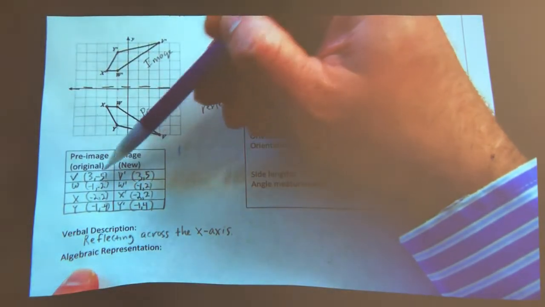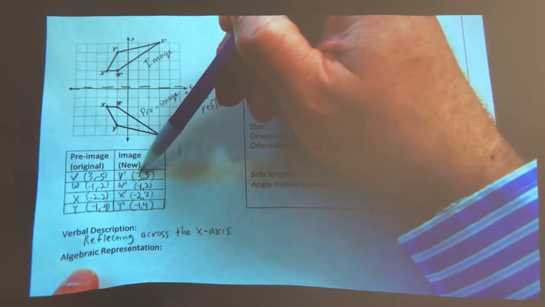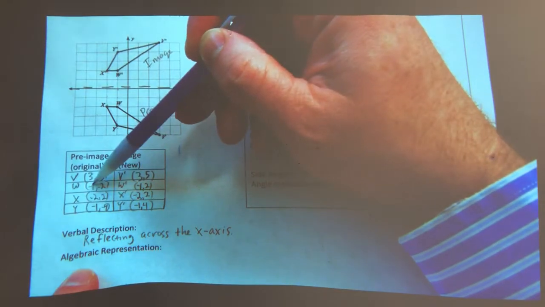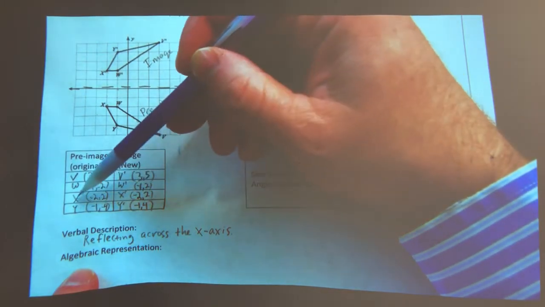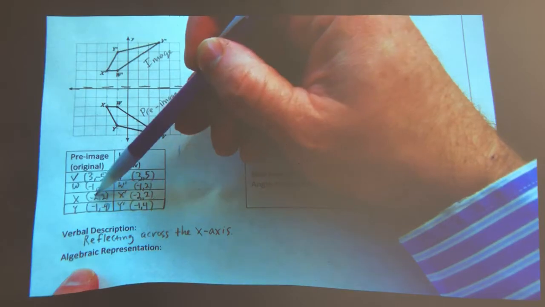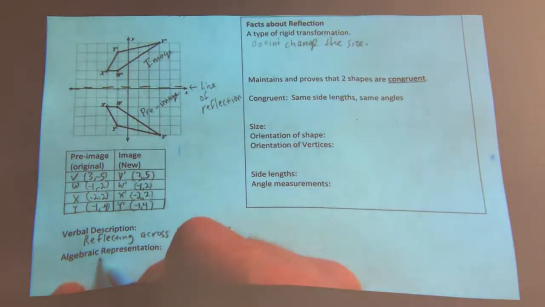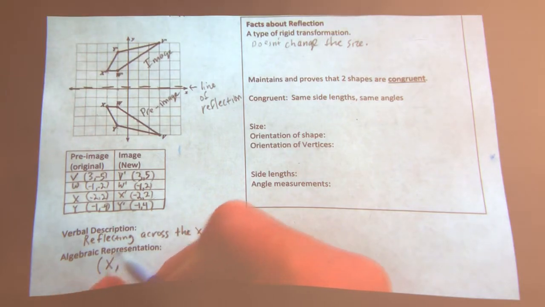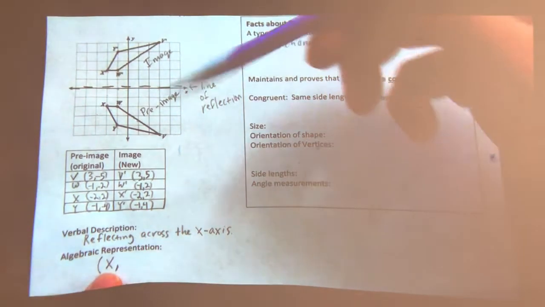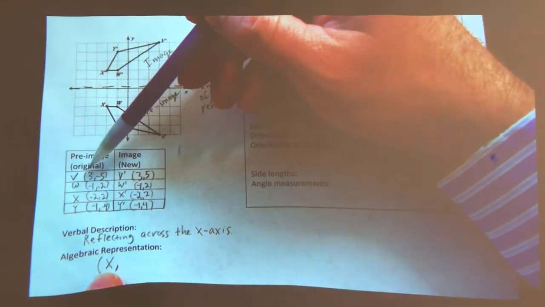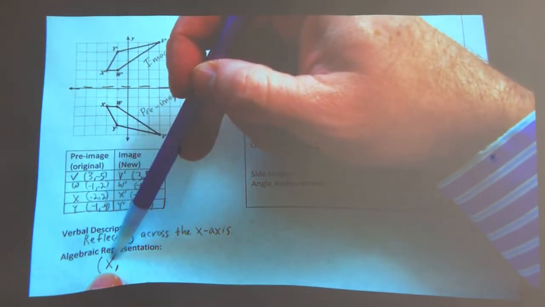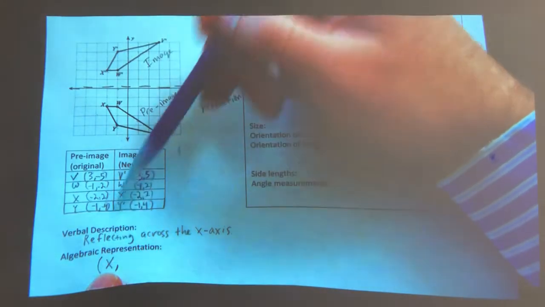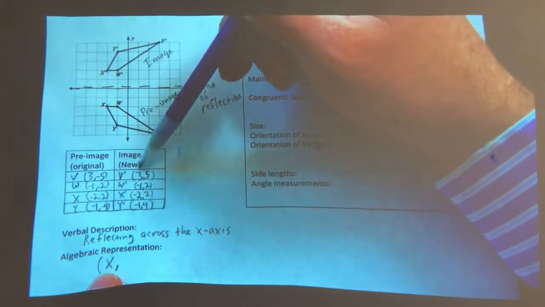So let's see. From V to V prime, look at the x coordinates. They stayed the same. Look at W to W prime. X coordinates stayed the same, -1, -1. X to X prime, -2, -2. So the x coordinates stay the same. So the algebraic representation for the x coordinate, or what happens to it, is just x, meaning it stays the same. So my old x coordinate is 3. I would plug that in here to see what would happen when I do the reflection, and it would just stay the same, right? I plug a 3 in here, it's a 3.